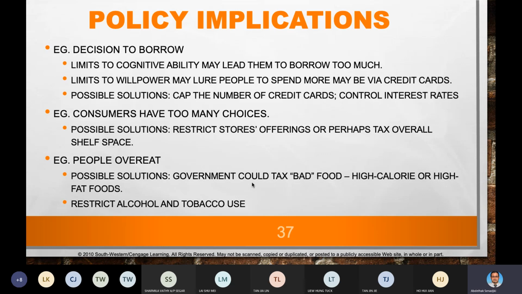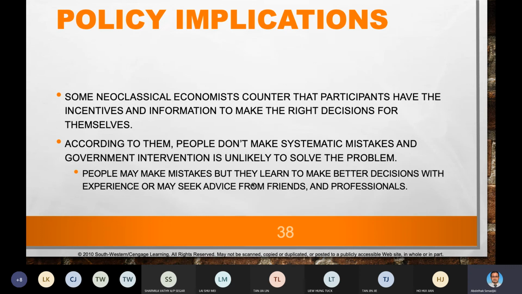So restrict alcohol and tobacco use, or what government is doing now, increasing the taxes for tobacco and alcohol. Some neoclassical economists counter that participants have the incentive and information to make the right decision for themselves. So according to that, people don't make systematic mistakes and government intervention is unlikely to solve the problem.